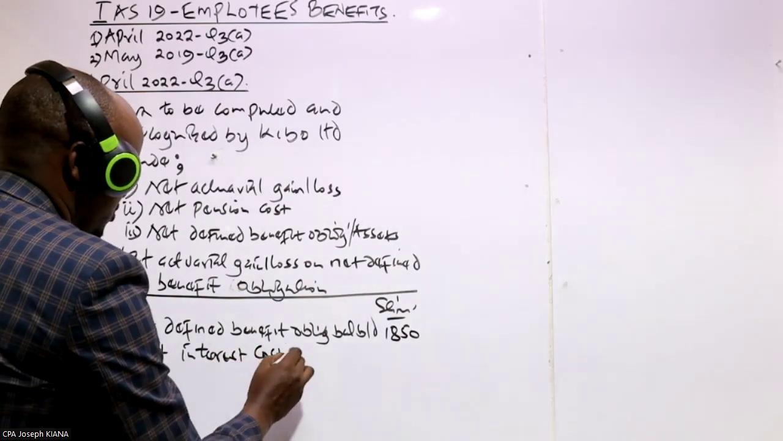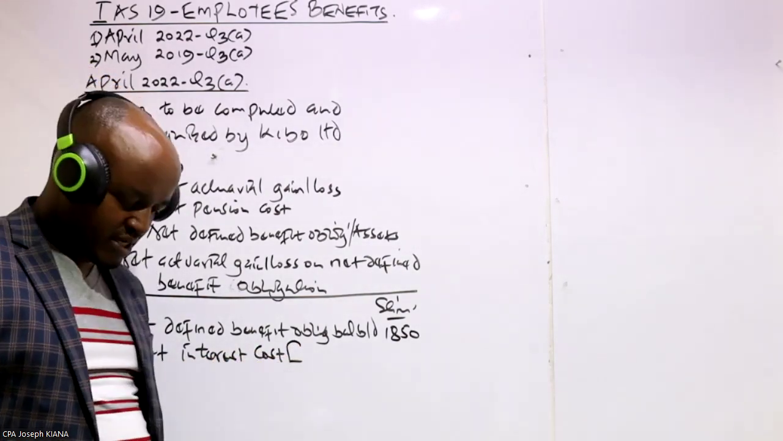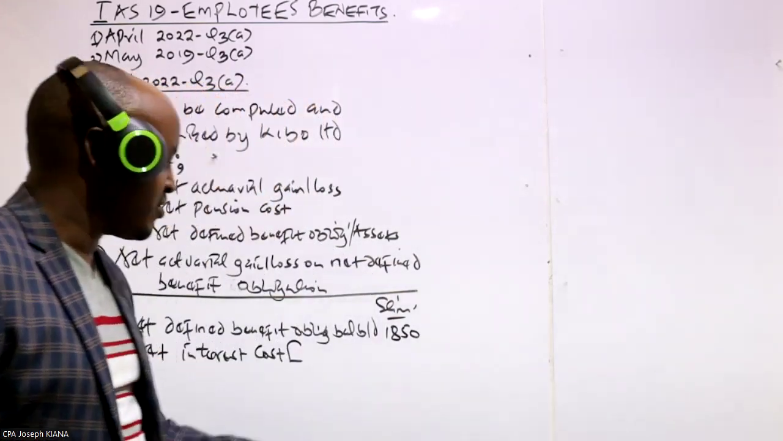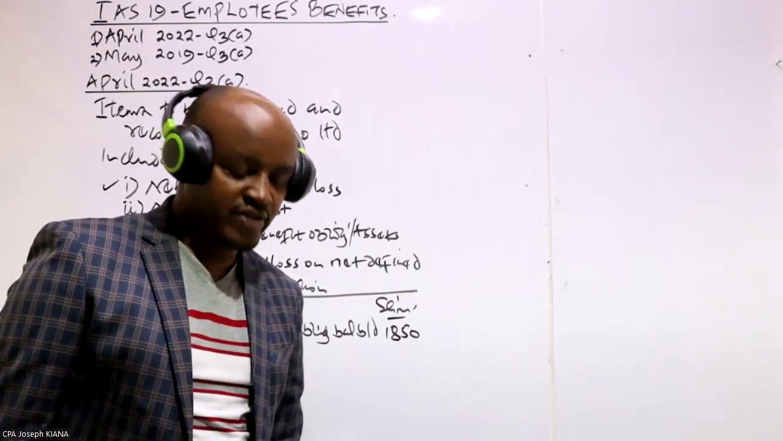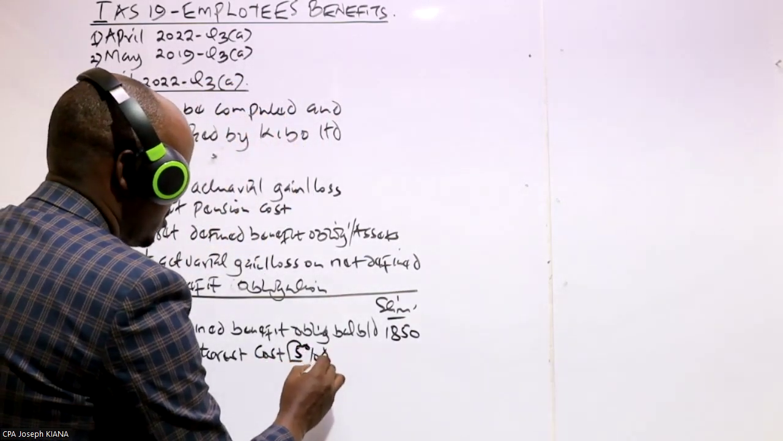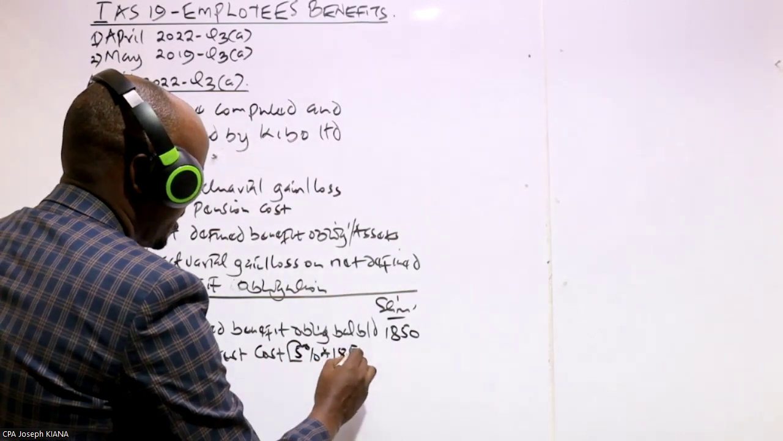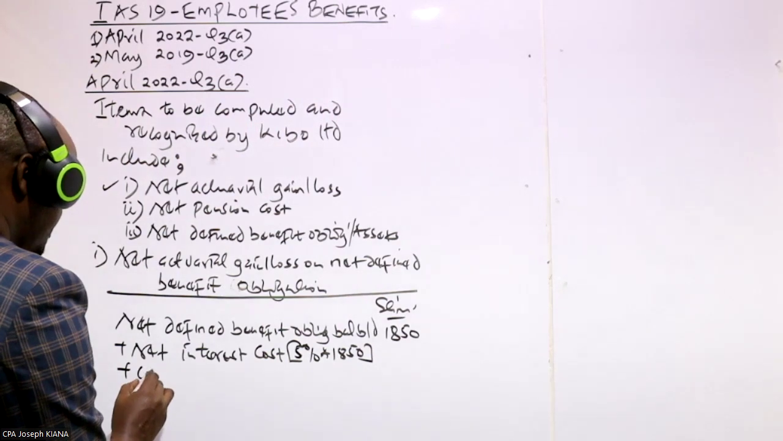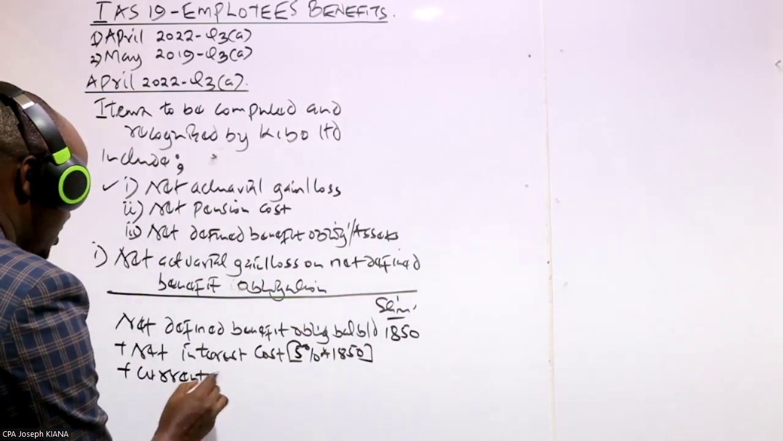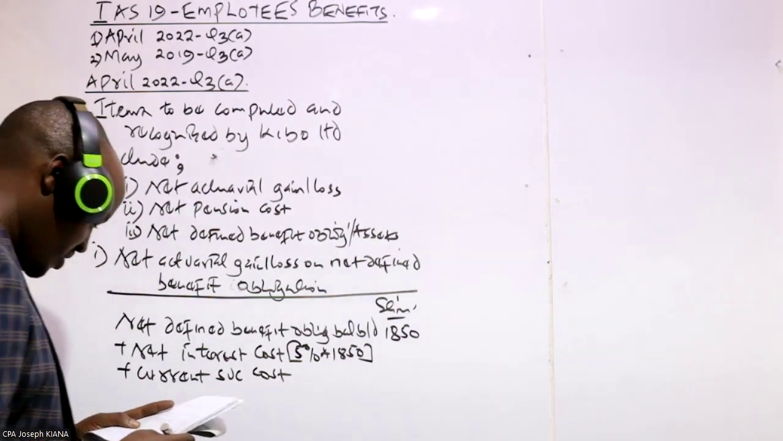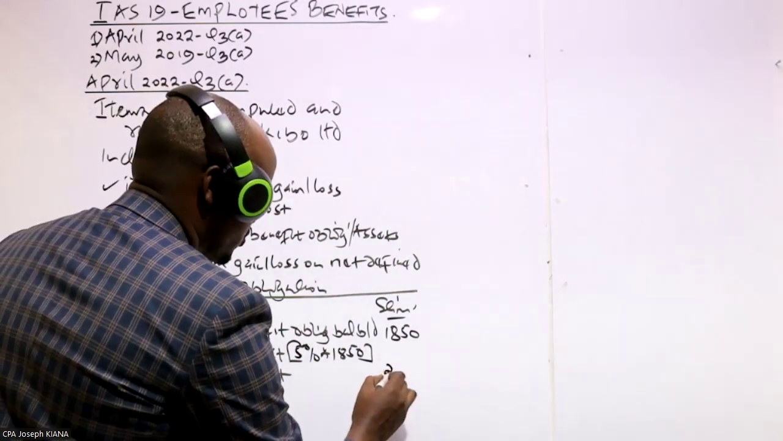So to this, we add the net interest cost. And the net interest cost, in our previous session, we said that this one is computed based on the market yield of high corporate bonds, and basically we multiply that with the net defined benefit obligation at the start of the year. So this will be 5% of 1850. And then to this, we will also add the current service cost. The current service cost, in our case, is given as a figure of 200.